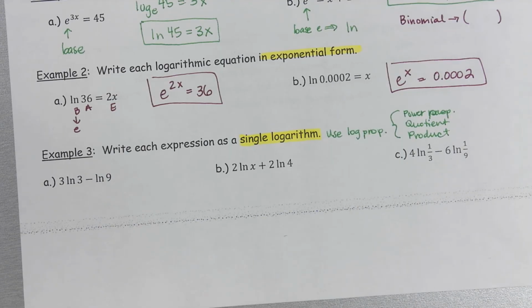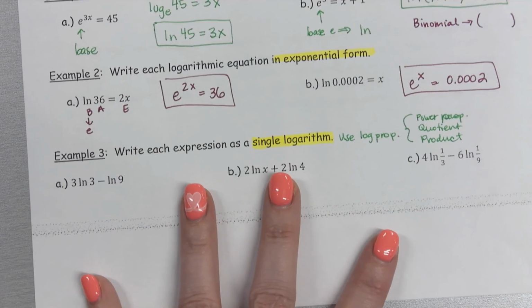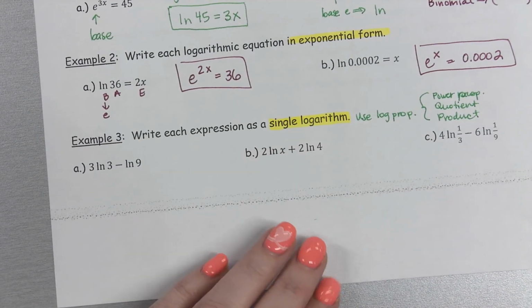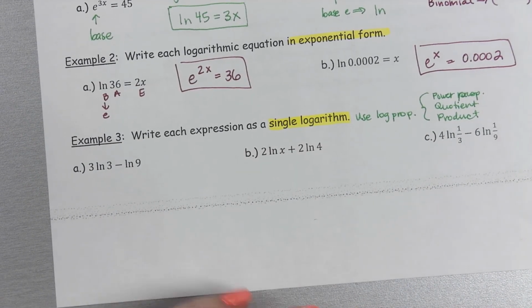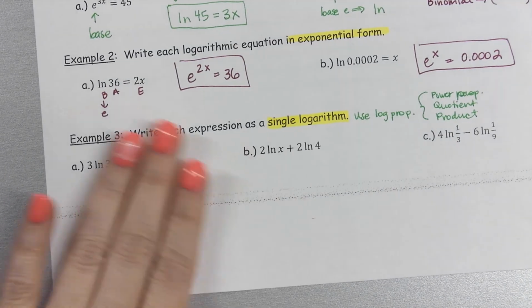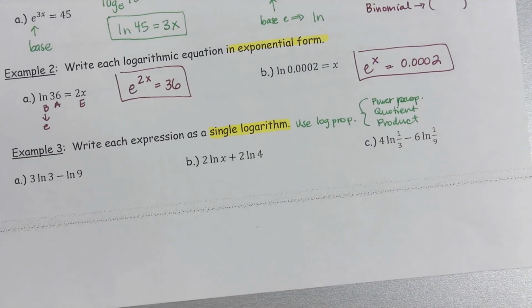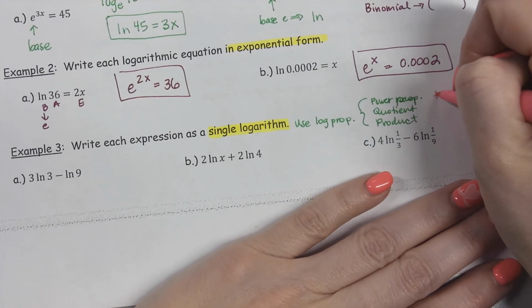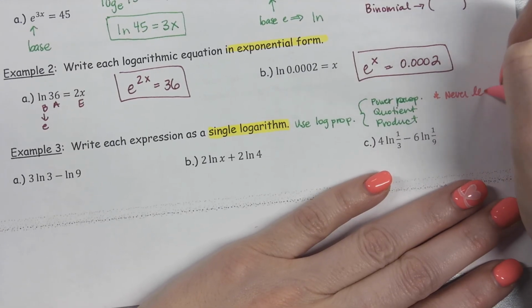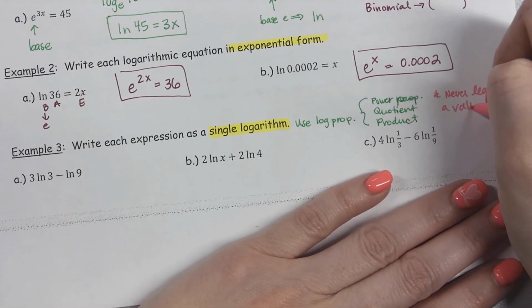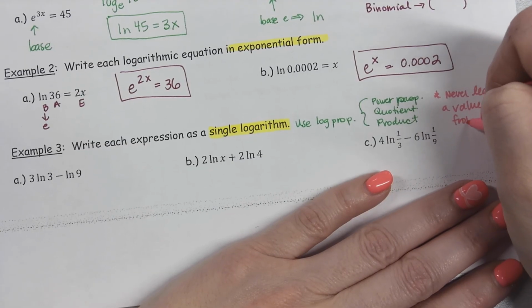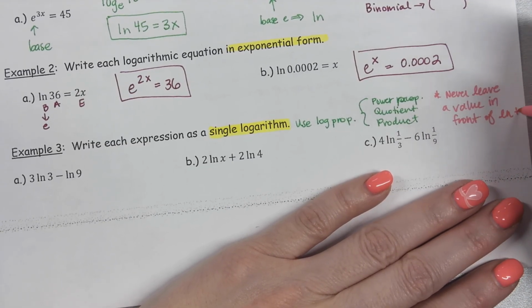When we were using the power property, we were bringing exponents in front. This time, we're going to be using the power property in reverse. Instead of having an exponent and bringing it in front, those exponents are already in front, and we have to write it as the exponent. So when you are looking at these, you are never going to leave a value in front of ln.